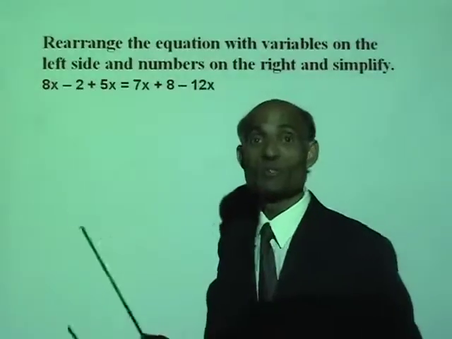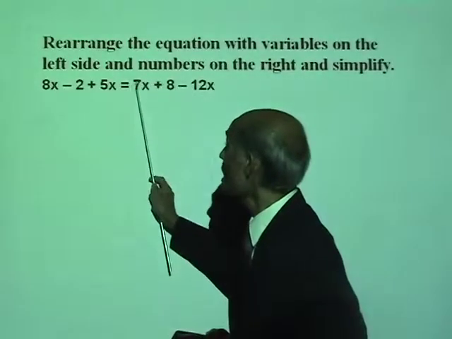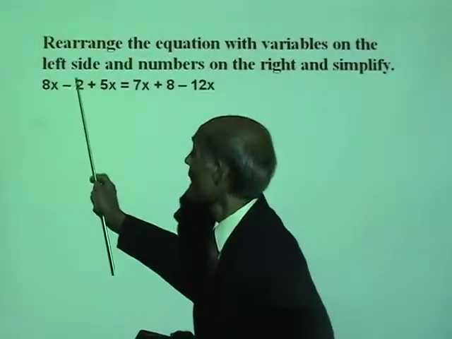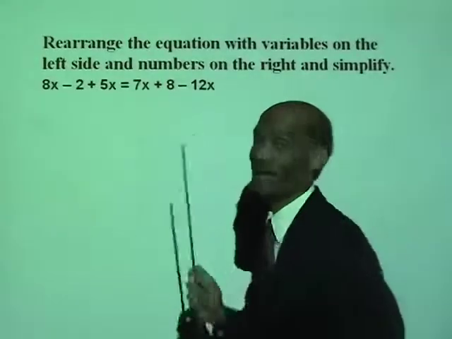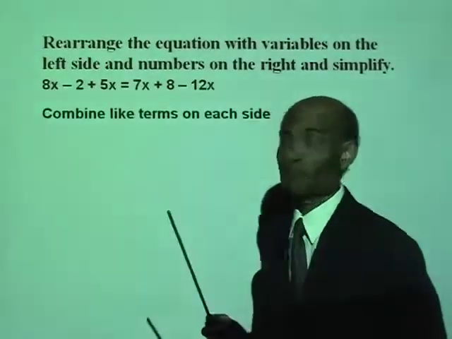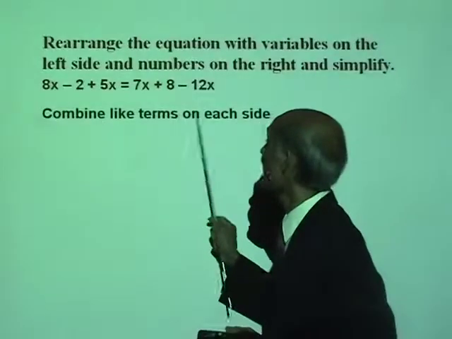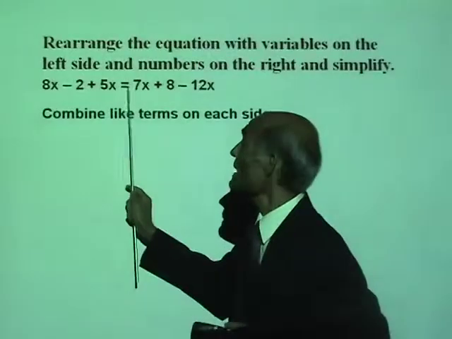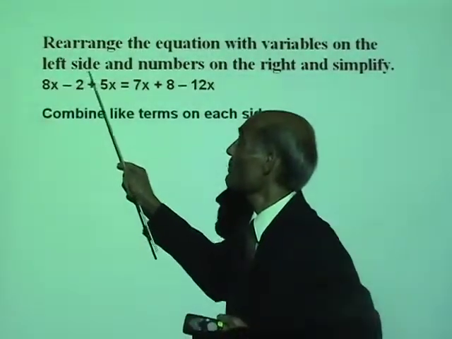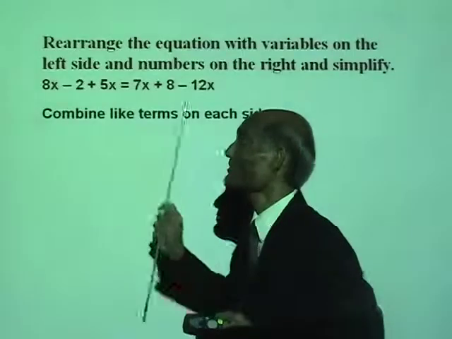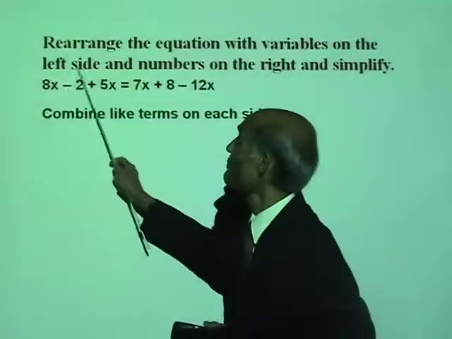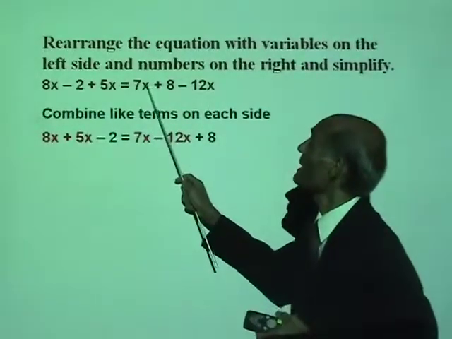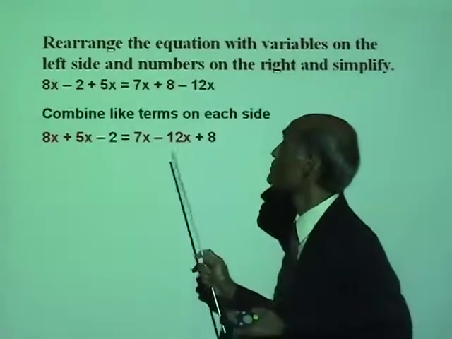Okay, what we want to do is move all the terms containing the variables to the left side and the numbers to the right side. Alright, let's try it. First of all, combine like terms on each side. That will make it easy for us. So on the left side we have 8x plus 5x. We'll combine, is that right? 8x plus 5x will combine, and on the right side 7x will combine with minus 12x.